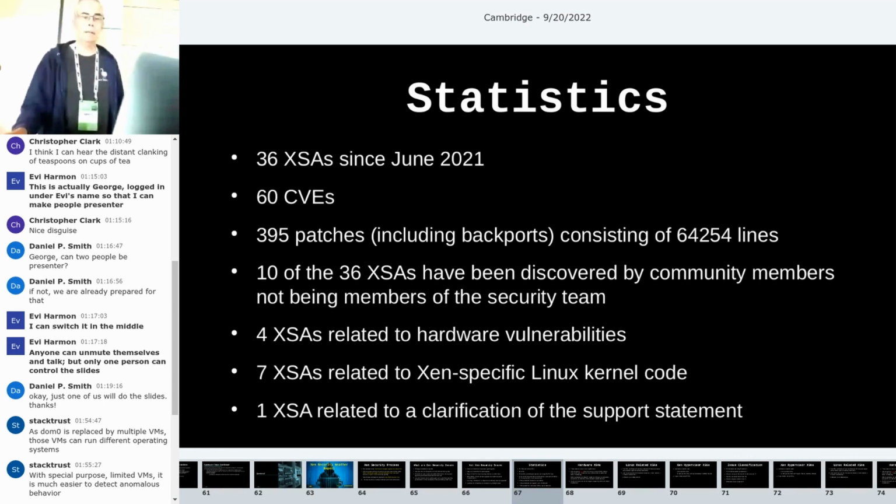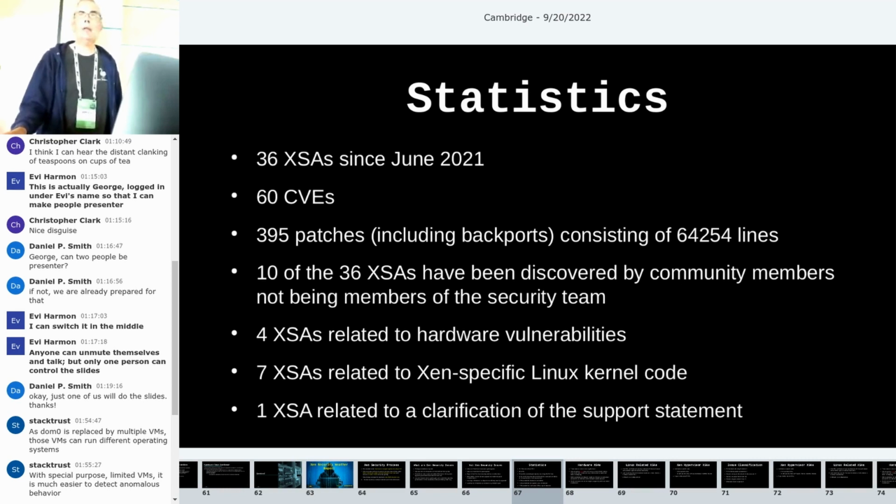The security team published 395 patches regarding those 36 XSAs. This includes backports to older Xen versions. And the patch files, just doing a line count of the patches, summed up to over 64,000 lines.